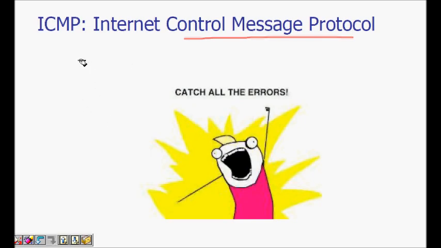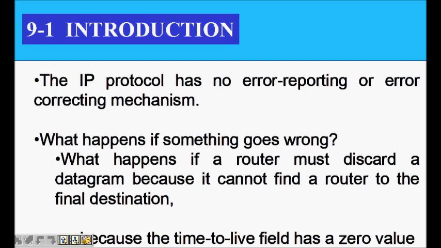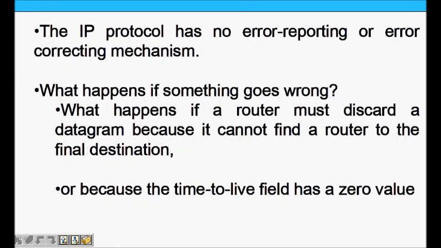For example, let's say we are sending a packet to some destination. What happens if the router cannot send that packet? Then it will send an error message saying that I could not deliver that message to the destination. So let's try to see. We see here that the IP protocol has no error reporting mechanism. It has no error reporting or correcting mechanism, so it uses ICMP messages.